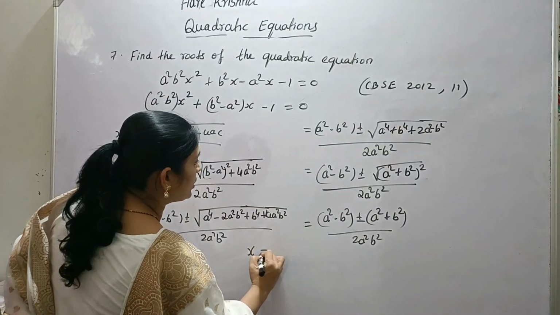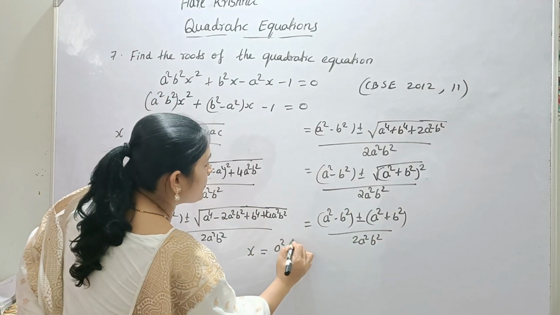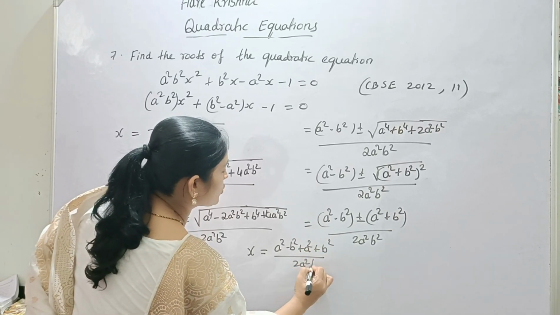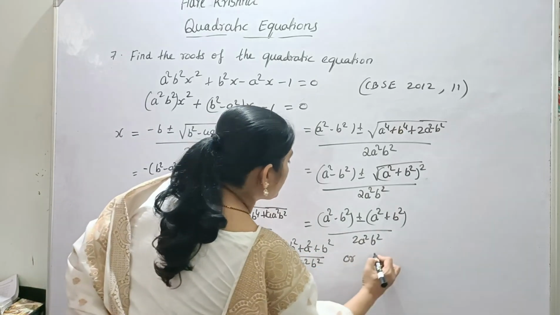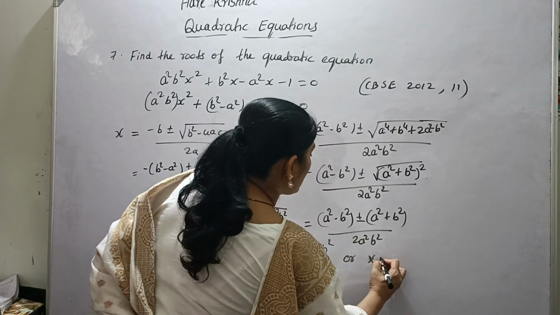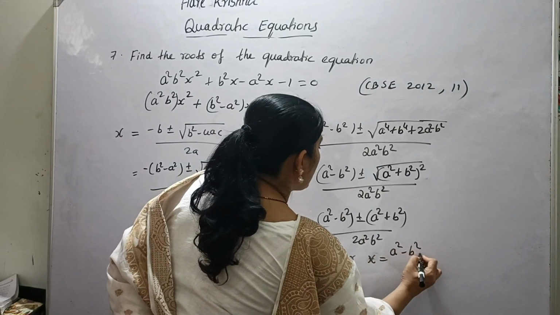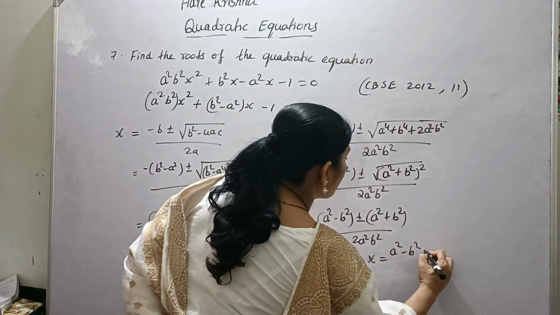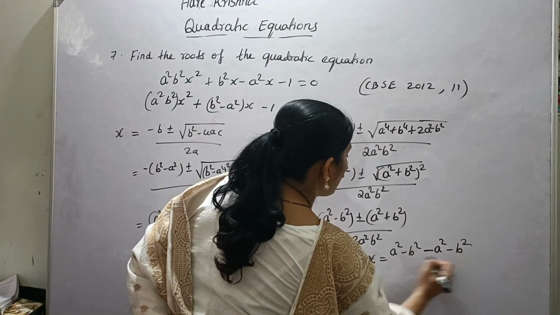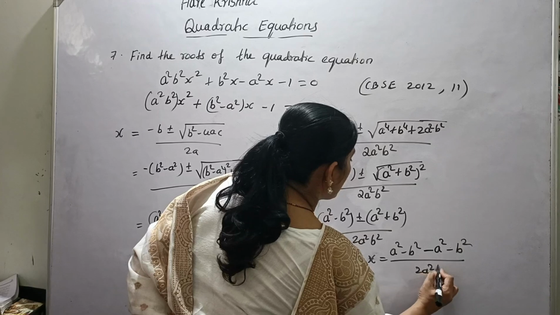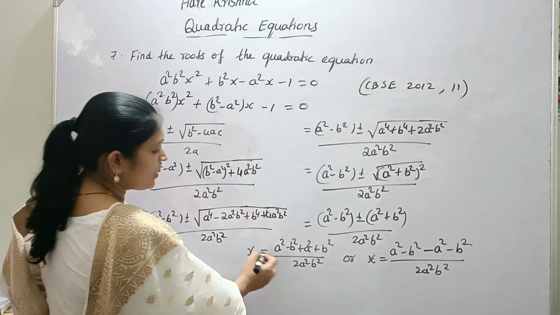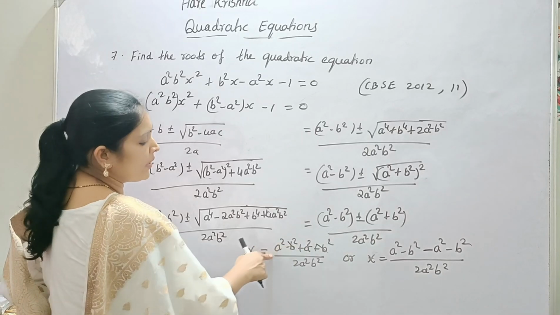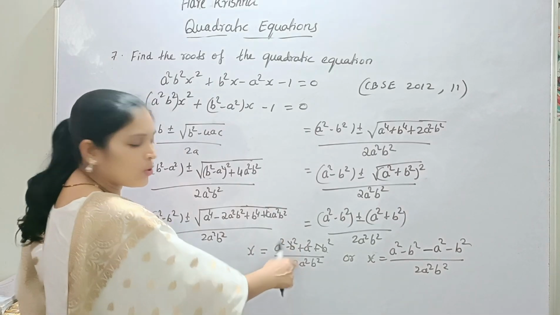Therefore x is equal to a square minus b square plus a square plus b square divided by 2a square b square, or x is equal to a square minus b square minus of a square plus b square, that is nothing but minus of a square minus b square, divided by 2a square b square. See here, minus b square plus b square cancelled. So it will be 2a square, and this 2a square cancelled.